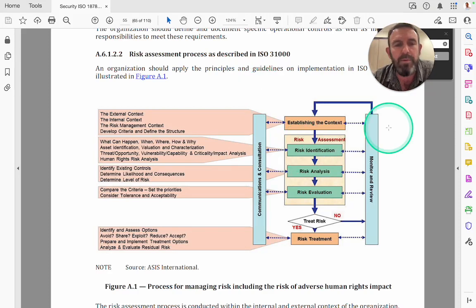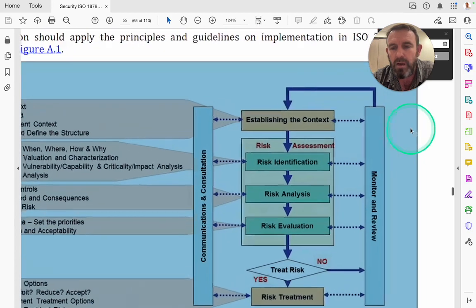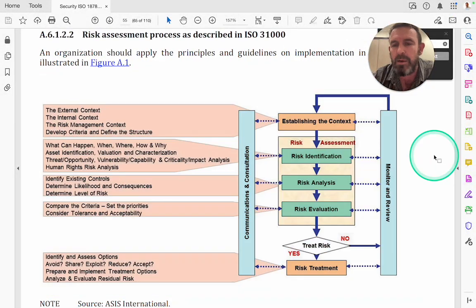Very briefly, we're just going to have a quick look at how it's laid out in this document. If you're a fan of 31000, you will recognise that establishing the context is actually context, scope and criteria. You will also recognise that there is no recording and reporting mentioned down here. We've got communication and consultation under the 6-step process of ISO 31000, which also has recording and reporting. So this is the older framework from the previous model. But let's have a quick look at it.